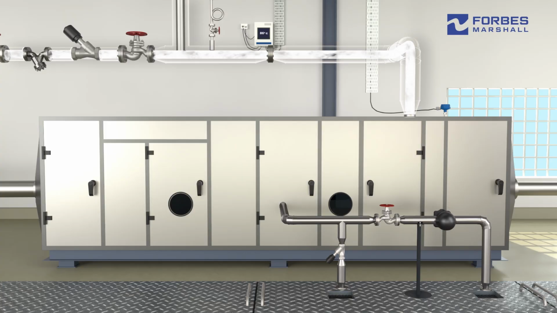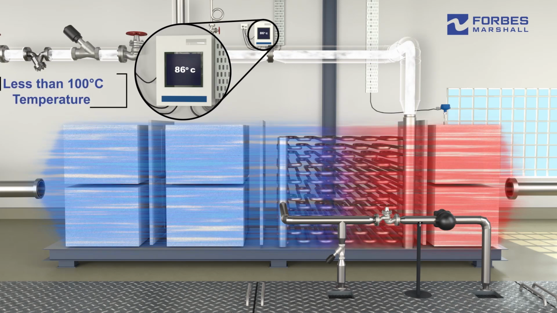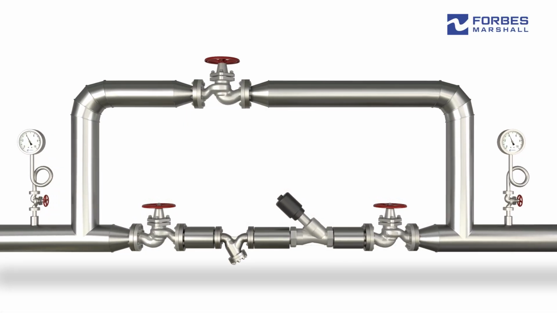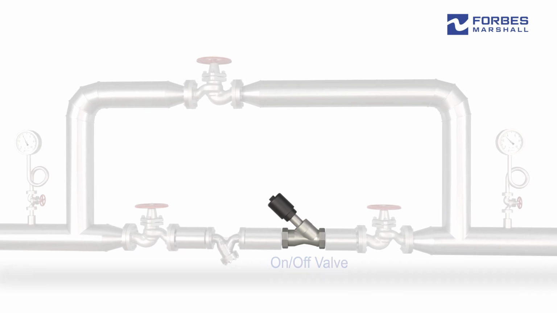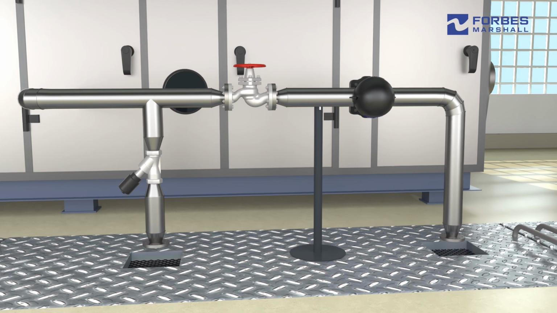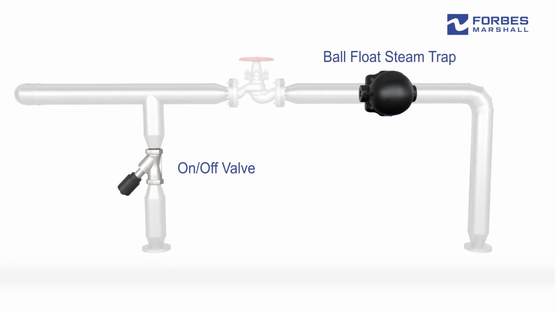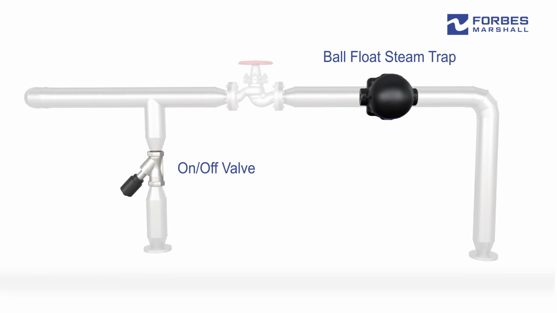Steam is used to heat air to the required temperature, which is typically less than 100 degrees Celsius. A typical hookup around the FBD consists of an on-off valve which controls the air temperature based on the process set point, and a ball float steam trap which also has an on-off angle valve installed on its bypass to evacuate condensate formed in the air battery.